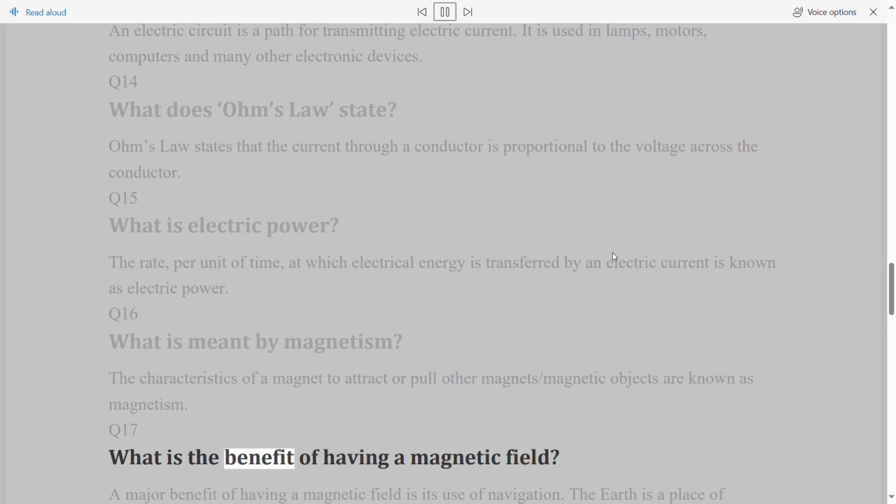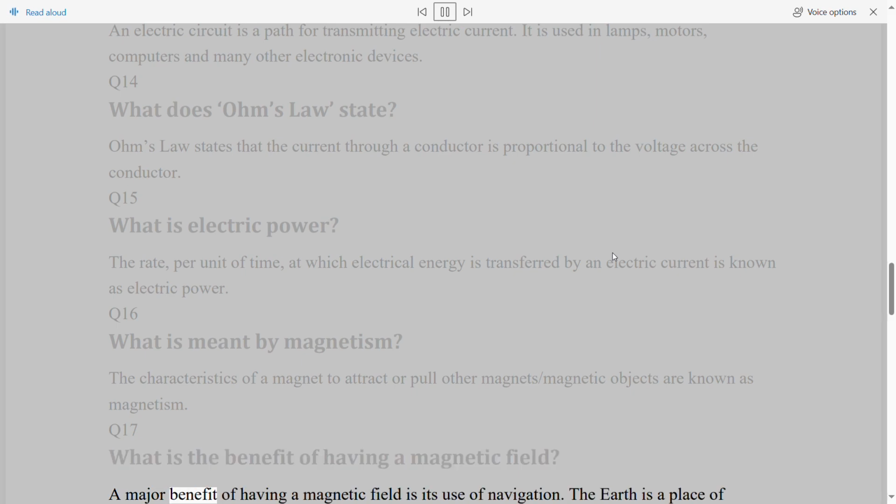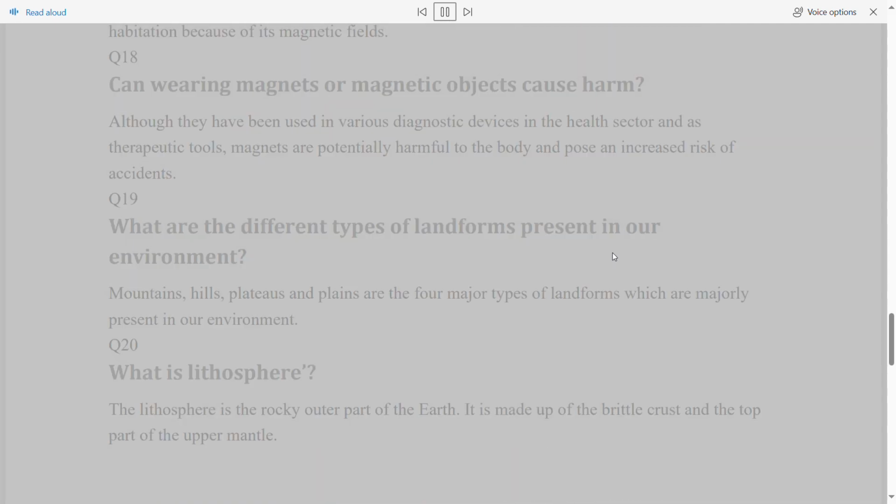Q17. What is the benefit of having a magnetic field? A major benefit of having a magnetic field is its use in navigation. The Earth is a place of habitation because of its magnetic field. Q18. Can wearing magnets or magnetic objects cause harm? Although they have been used in various diagnostic devices, in the health sector, and as therapeutic tools, magnets are potentially harmful to the body and pose an increased risk of accidents.